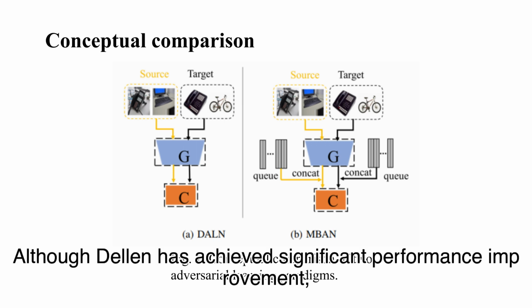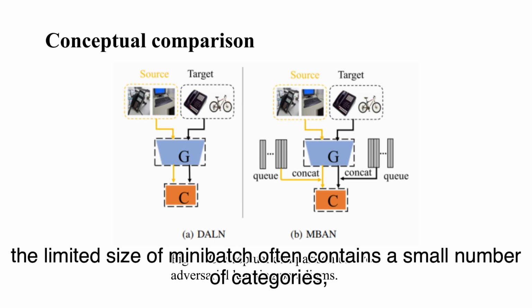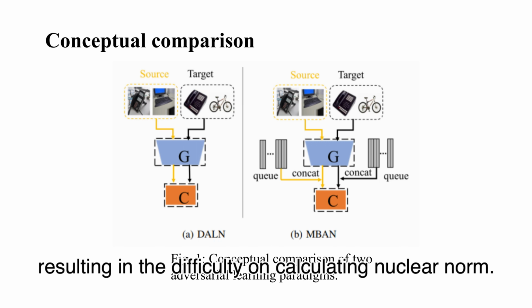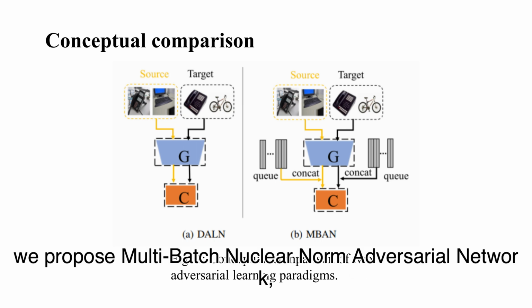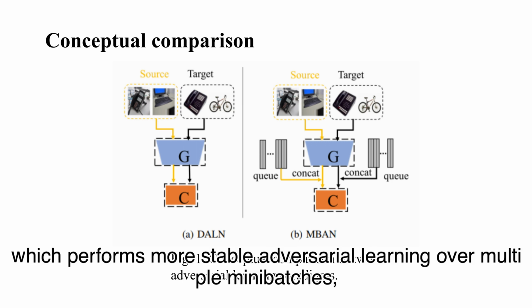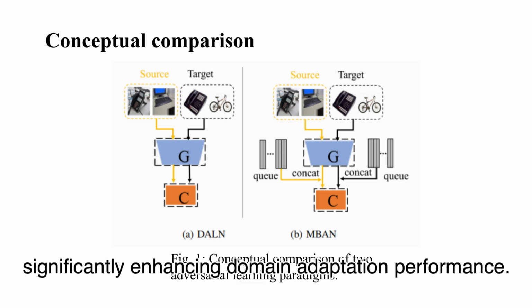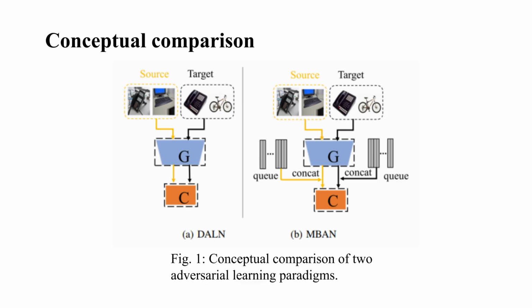Although DALN has achieved significant performance improvement, the limited size of mini-batch often contains a small number of categories, resulting in the difficulty on calculating nuclear norm. To address these issues, we propose multi-batch nuclear norm adversarial network, MBAN, which performs more stable adversarial learning over multiple mini-batches, significantly enhancing domain adaptation performance.